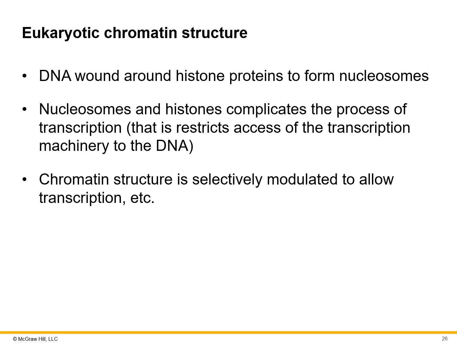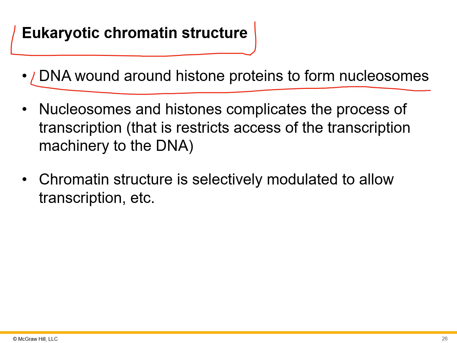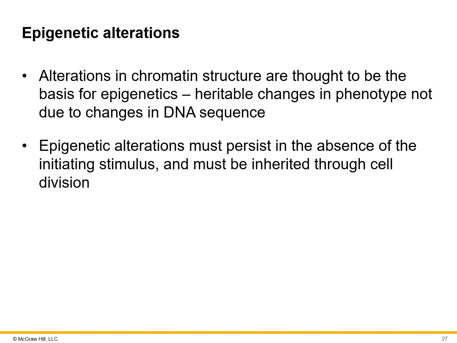So chromatin structure is another mechanism by which eukaryotes regulate DNA transcription and translation. DNA, remember, is twisted up around these histone proteins, and these histone proteins can be tightened or loosened in order to expose or restrict exposure of DNA.